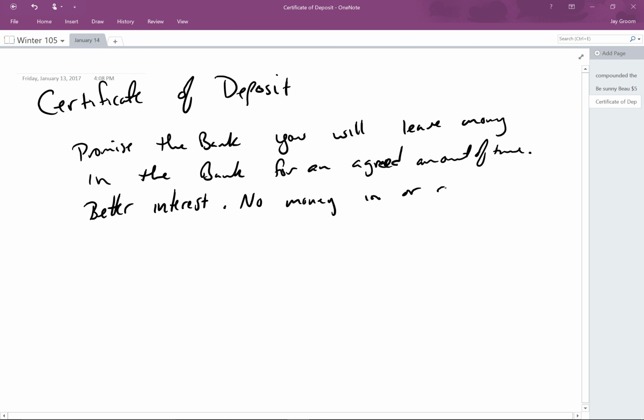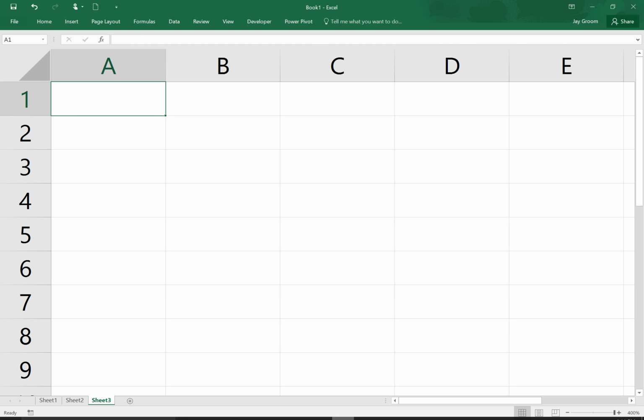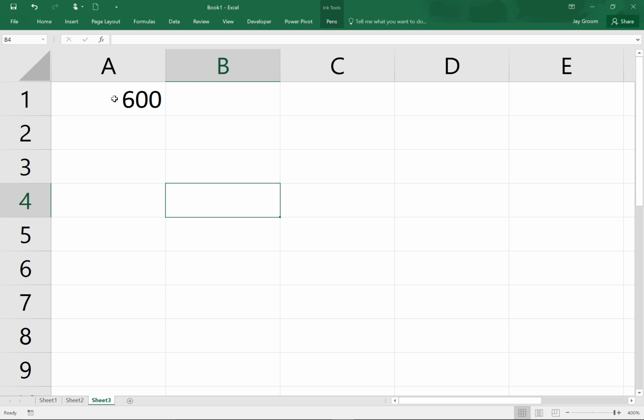In or out without penalties. Okay? You can take money out, but it costs you to do that. Okay? So in reality, it's not very hard. There's really no difference from a CD in terms of mathematics. There's no difference from a CD than there is from a savings account, with the exception of I'm not putting any money in. Okay, so let's just say I start off with 600 this time.